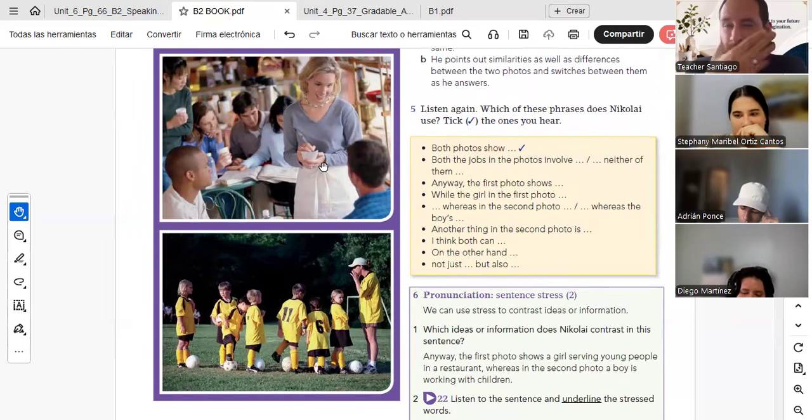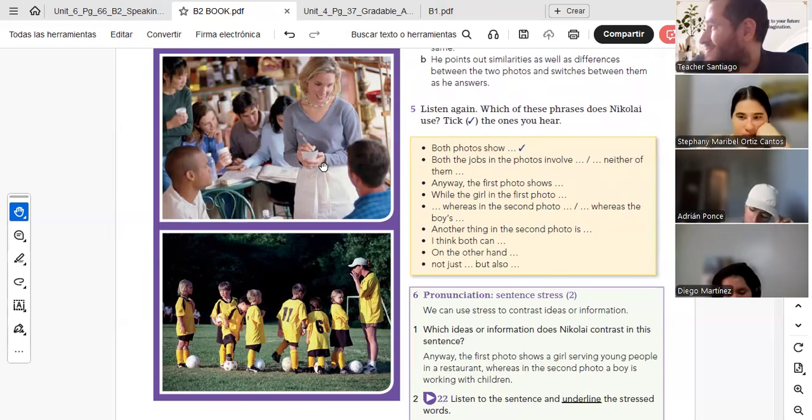Thank you. Antonia, which of these jobs would you prefer to do? I prefer to coach children than work in a restaurant because really I enjoy being in the fresh air more than being indoors. And I like kids.